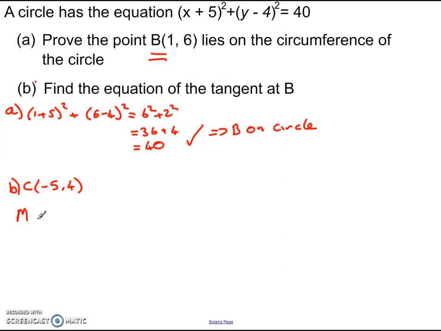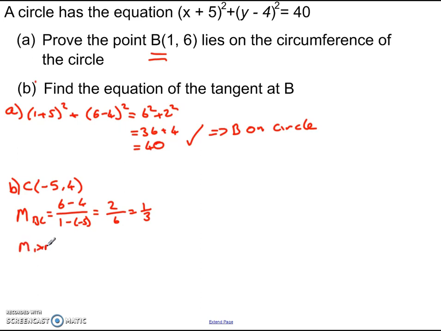I then want to find the gradient of B to C. Again, same simple formula, y1 minus y2 over x1 minus x2. So I do 6 take away 4 over 1 take away -5. 6 minus 4 is 2, 1 minus minus 5 is 1 plus 5, which is 6. My gradient in this case is 1/3.